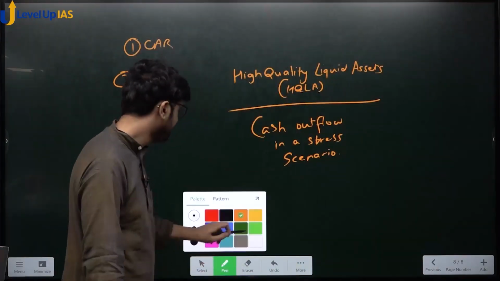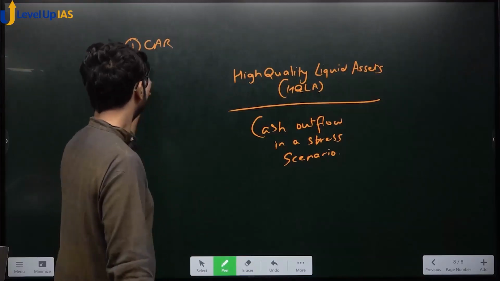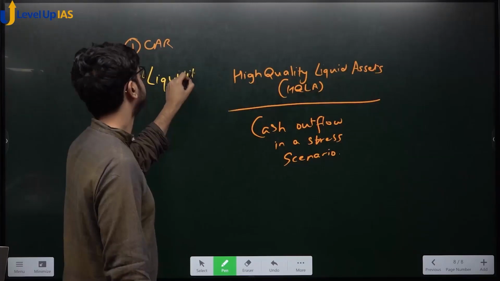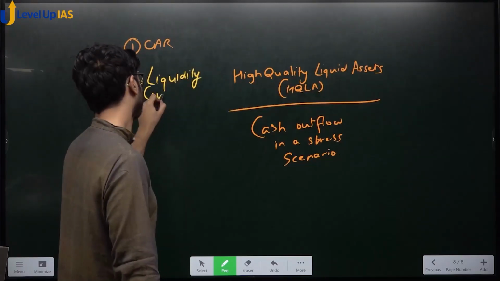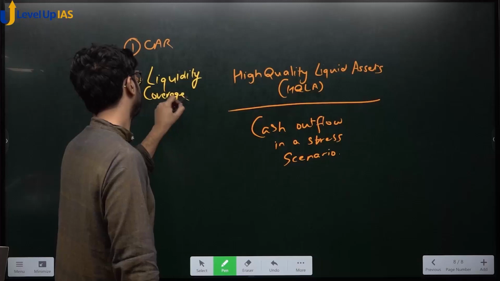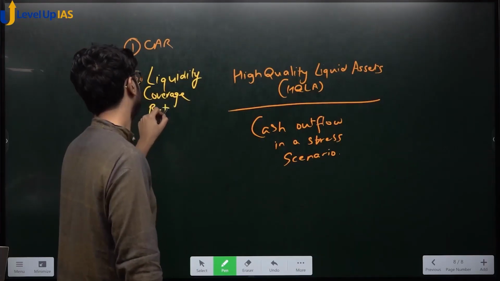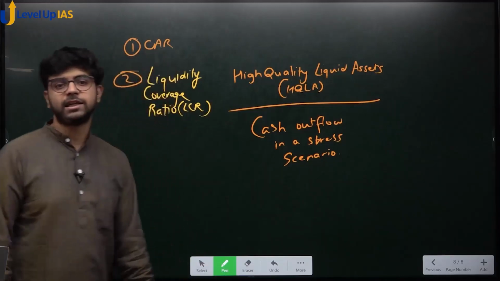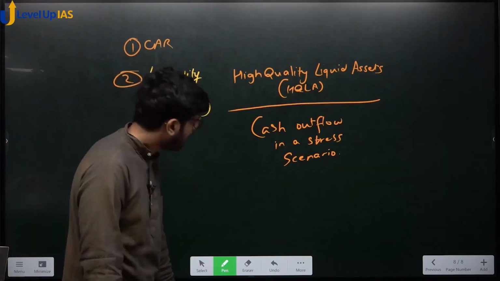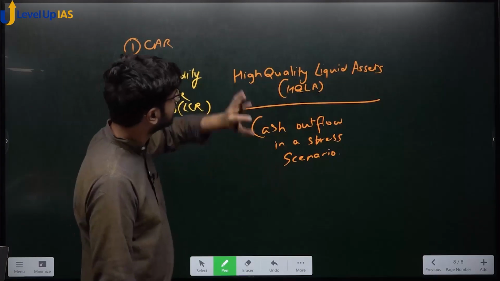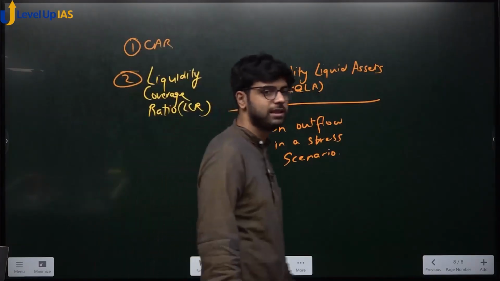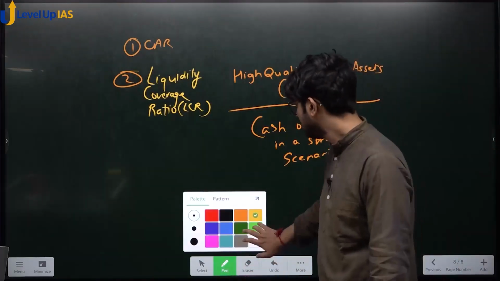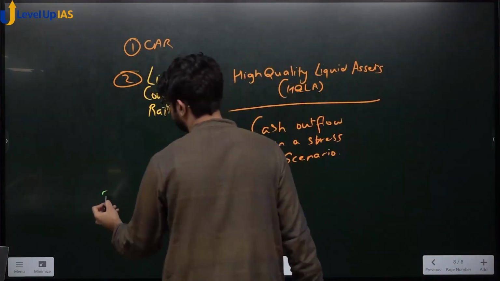Theek hai? This ratio is called, see the name, liquidity coverage ratio. How much do you need and how much coverage do you have in liquid assets? Liquidity coverage ratio. Samjha ye? It is very simple. Let us look at the third one. There is one more.